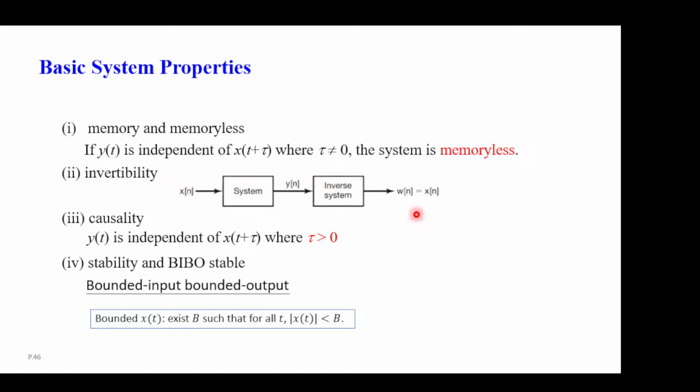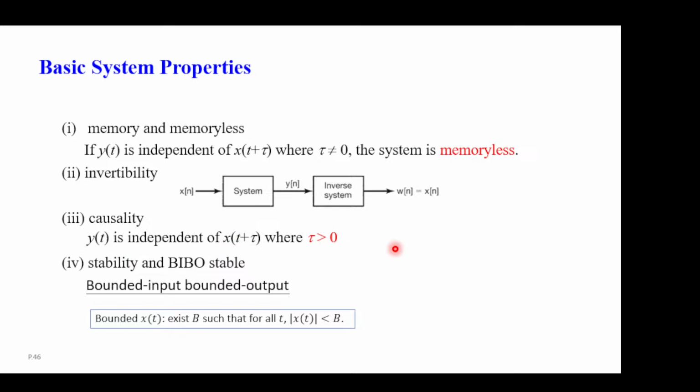So you can always get your input from your output. That's invertible. Then there's causality, which is a weaker condition than memoryless. So your system is causal if your output is independent of your x of t plus tau for any tau bigger than 0. That means your output never depends on your input at a future time. So your output only depends on what happened right now and in the past.